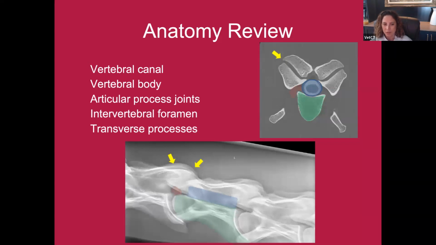And then we have the intervertebral foramen or foramina. There's actually two of them, so one here and one here, and we can see them as little gas opacities right underneath the articular process joints. I'm going to refer to the articular process joints as APJs throughout the talk, just because it's a mouthful. But that's where the spinal nerves exit the vertebral canal.